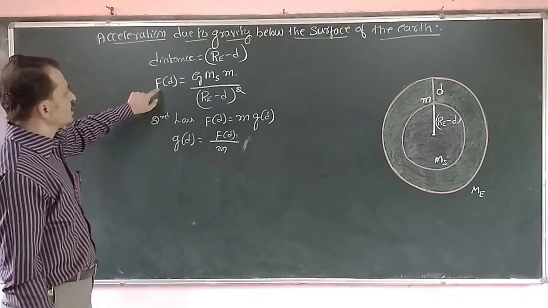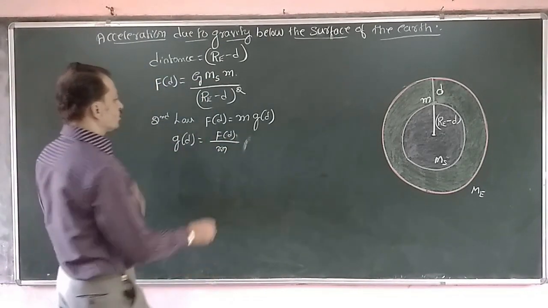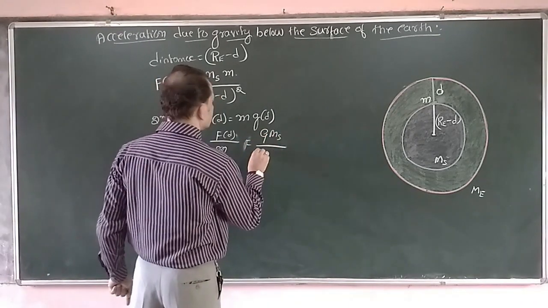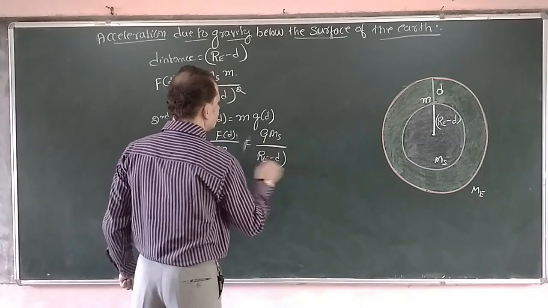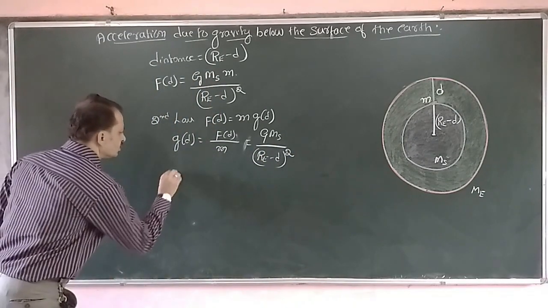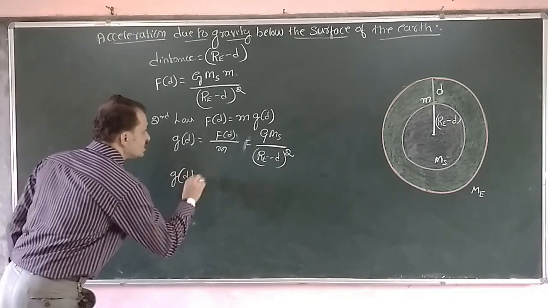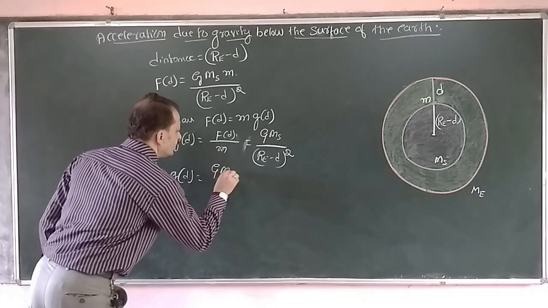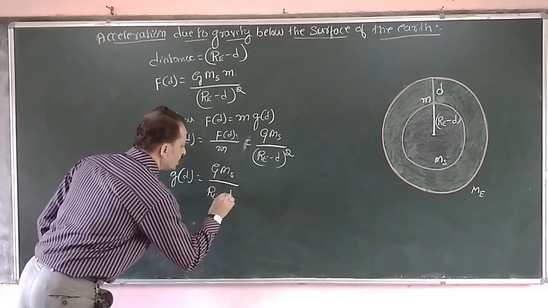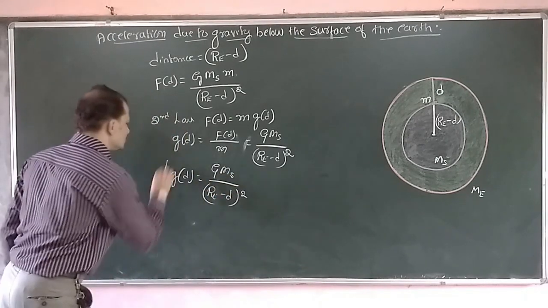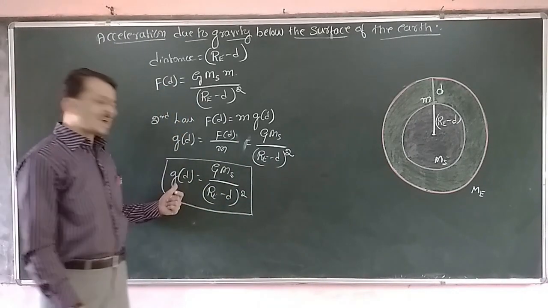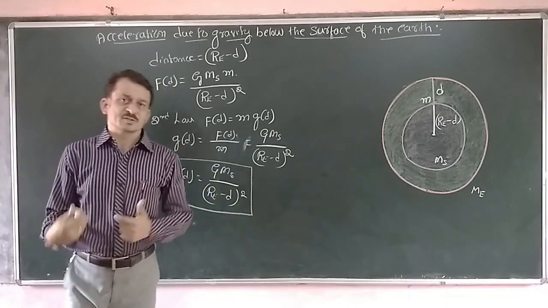From the above relation, what is F of d divided by m? So we get G Ms divided by Re minus d whole square. That is the relation. So therefore, g of d is equal to G Ms by Re minus d whole square. Remember this point. This is the relation. That is the acceleration due to gravity below the surface of the earth.